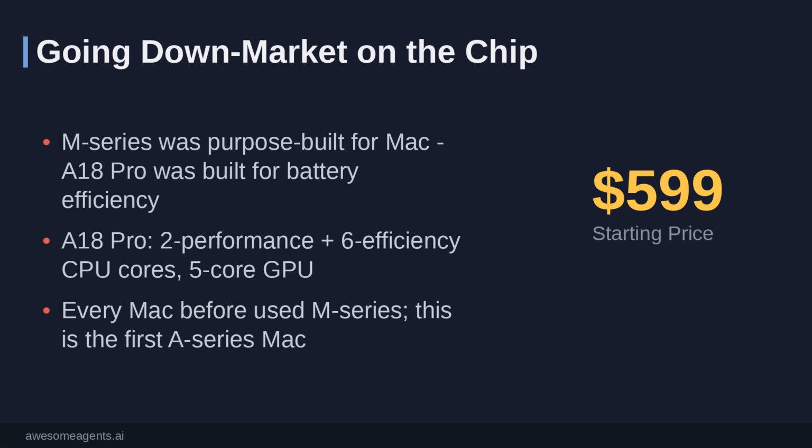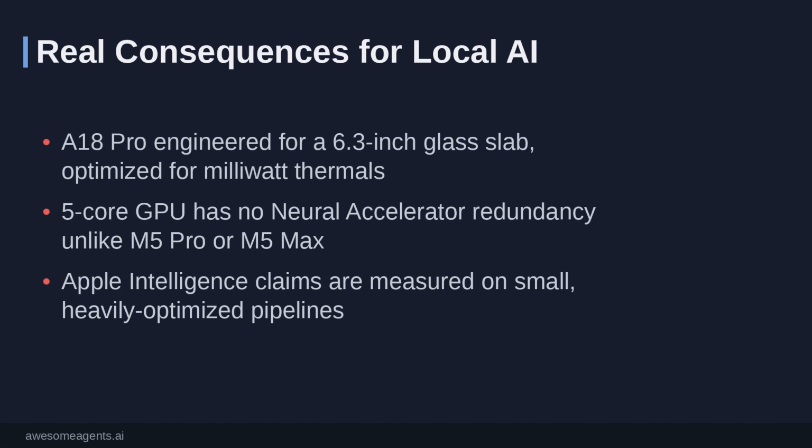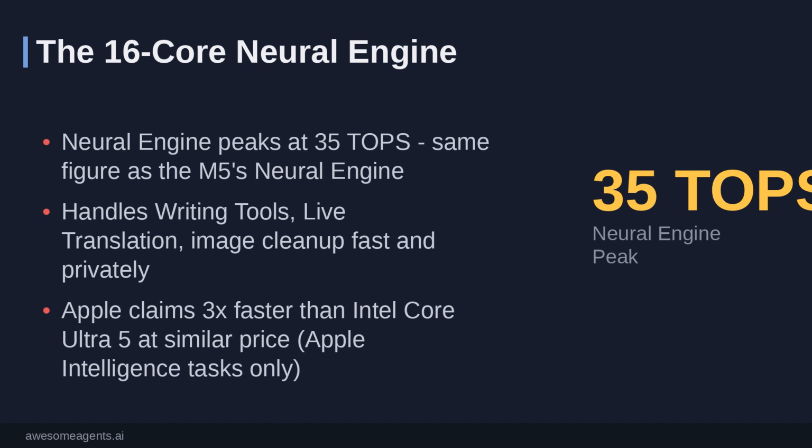Why does that matter? It matters because this is the first time Apple has gone down market on the chip instead of scaling up. Every Mac before this used the M series, which was purpose built for laptops and desktops. So they basically took the phone chip and dropped it into a Mac body. Exactly. And that decision has real consequences for anyone hoping to use it for local AI inference.